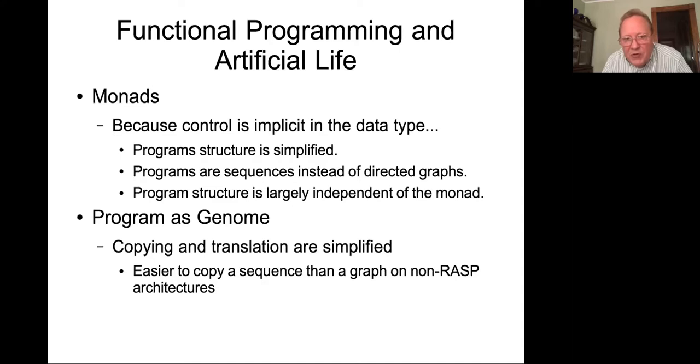And that's really nice, but the main thing is that, since programs are now just sequences of combinators, processes which copy or translate those programs are themselves correspondingly simpler. So we can represent programs as simple sequences of combinators, and in order to copy and translate such programs, which is what would be required during self-replication, we only need programs to manipulate sequences, not the more complex data structures like trees and DAGs, which would require more complex processes. And so it's easier to copy a sequence than a graph on a non-RASP architecture. And monadic code is going to be a sequence, unlike non-monadic code, where control has not been abstracted into the type.